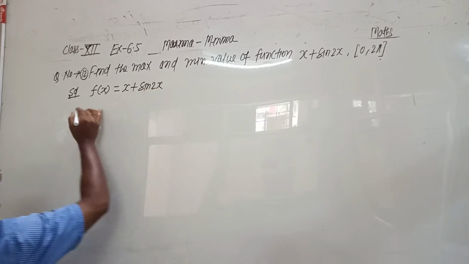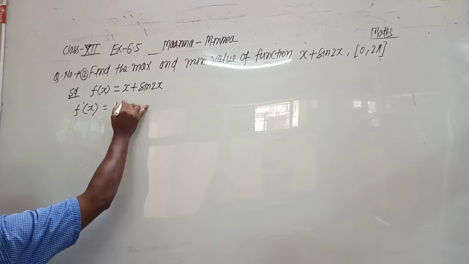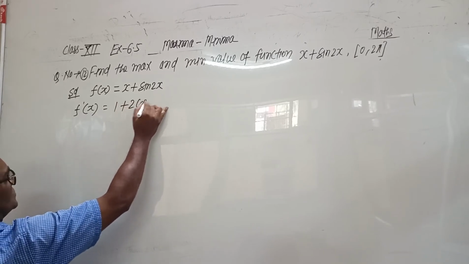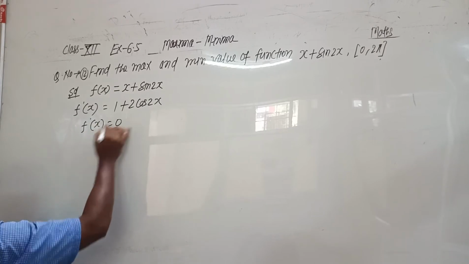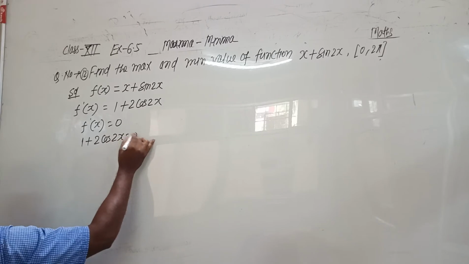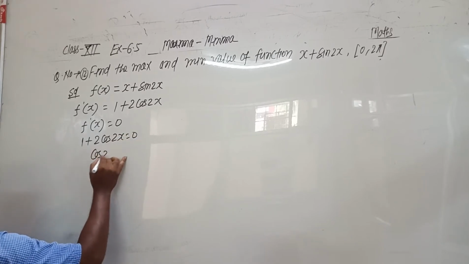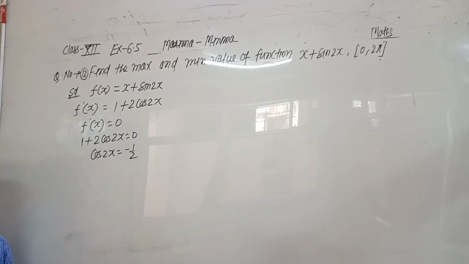We differentiate, so f'(x) equals 1 plus 2 cos 2x, and make f'(x) equal to 0. So 1 plus 2 cos 2x equals 0, and the value of cos 2x comes to be minus 1 by 2. The value of cos is negative in the second quadrant and in the third quadrant.